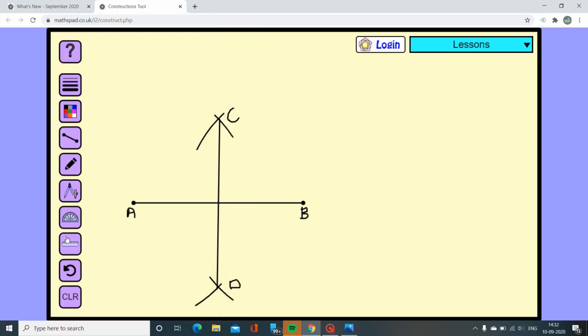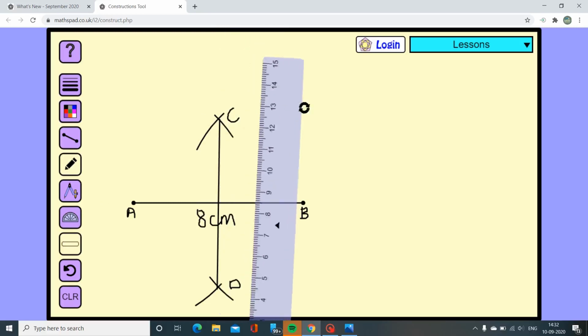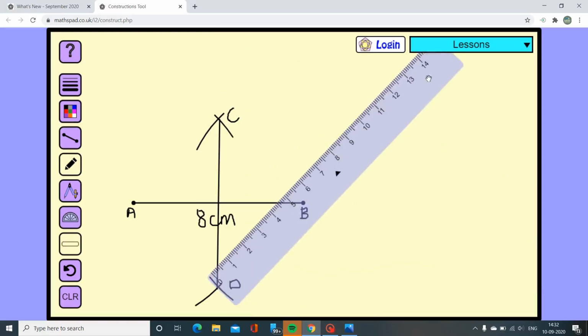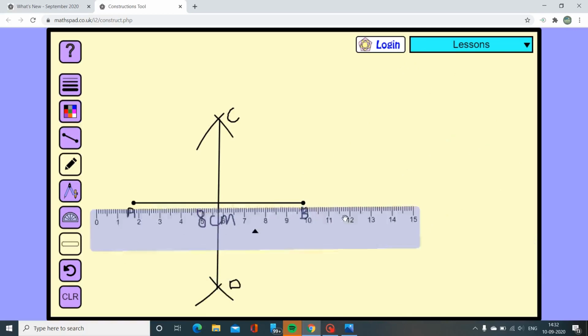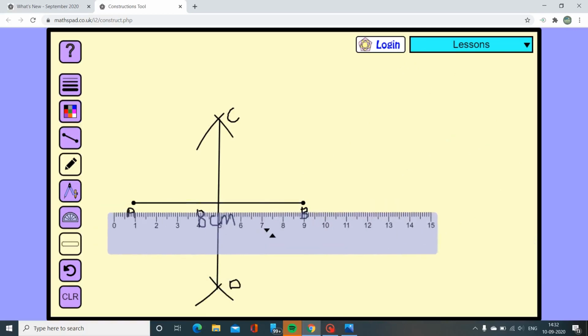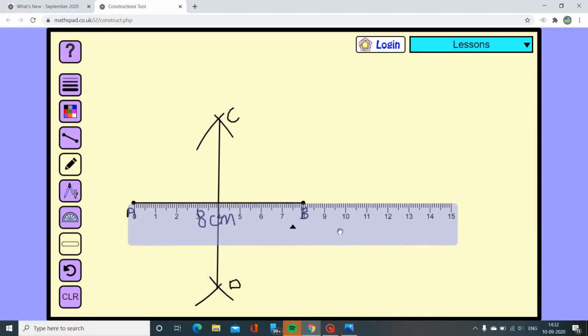Now, see children, now we have to check. This is the line segment with 8 centimeter. Now I am going to check whether we did correctly or not. I am going to take the scale and measure both the side lengths. Keep the scale on the line. Yes, that midpoint is 4 centimeter. We can mark that point as O.